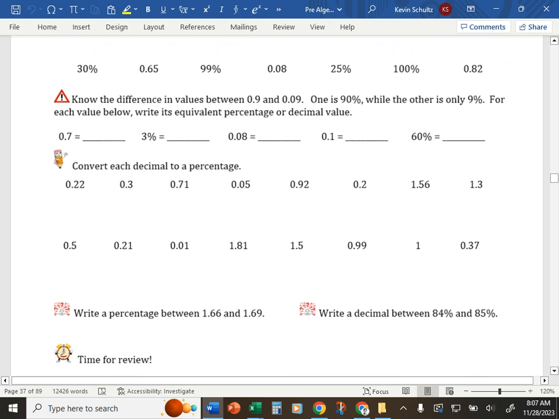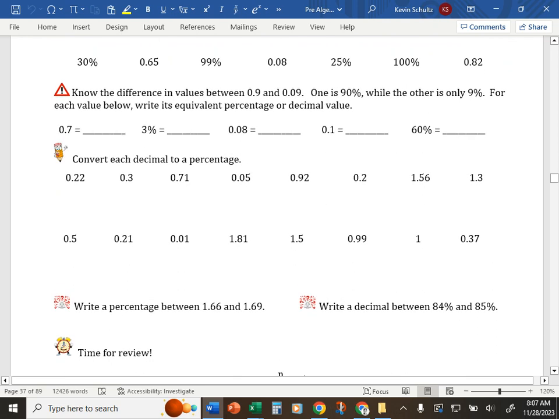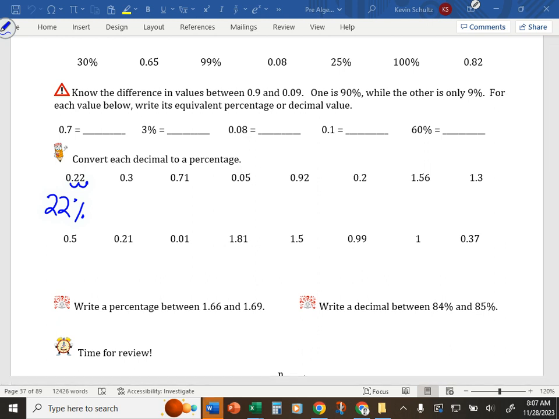Let's look down in this section here, 0.22. This decimal kicked over to the right 2 spots. What's our percentage? 22%. Okay. 0.3, we had this one up above. It's going to be 30% because when we move it over 2 spots, what do we fill in that empty space with? A 0. Okay. 30%. And that brings me to the spot that I skipped here.